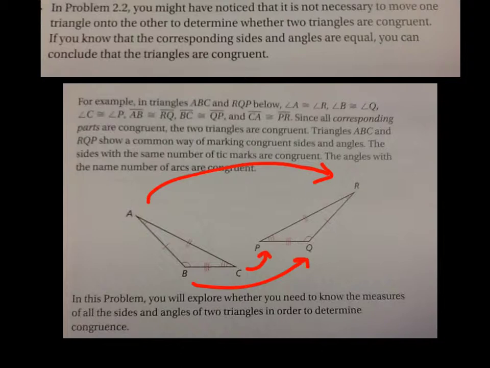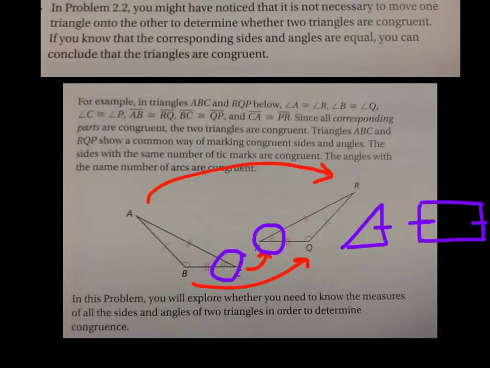The triangles ABC and RPQ show a common way of marking congruent sides and angles as well. The sides with the same number of tick marks are congruent. The angles with the same number of arcs are congruent. So you'll notice that this ends up being a commonality in a lot of problems that you'll eventually see in geometry and then when you get into trigonometry as well. If you were to potentially have a triangle that had the same tick mark as perhaps a rectangle, you might be able to use that information to your advantage in the future if they're all in the same problem. So keep that in mind as you move on through time.